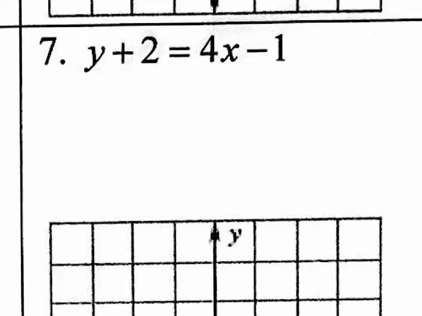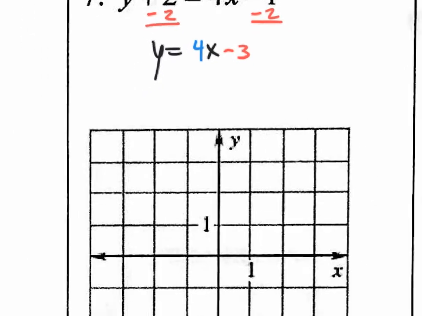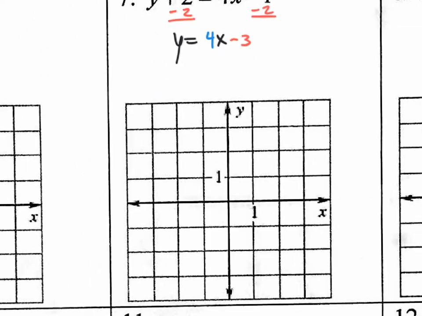Another one that does not have y by itself. So let's get it in slope-intercept form. What you do to one side, you do to the other. y equals, the slope is 4, it has an x on it, and a -3. Okay, so this one again crosses the y-axis. The y-intercept is -3, so let's put a dot at -3.